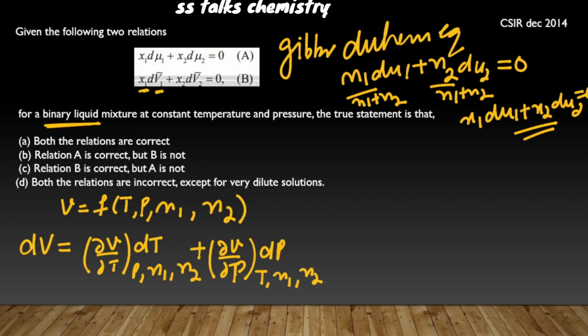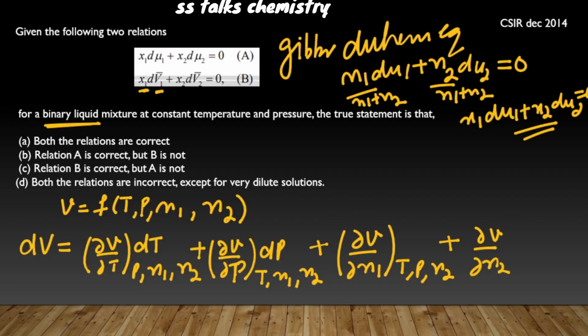plus del V by del N1, keeping the temperature, pressure and N2 constant, plus del V by del N2, at constant temperature, pressure and number of moles N1. So this value, del V by del N1, describes the change in the volume with the addition of the N1 component. This is nothing but the molar volume V1 bar only, and this is the molar volume V2 bar only. So like this we can write it.